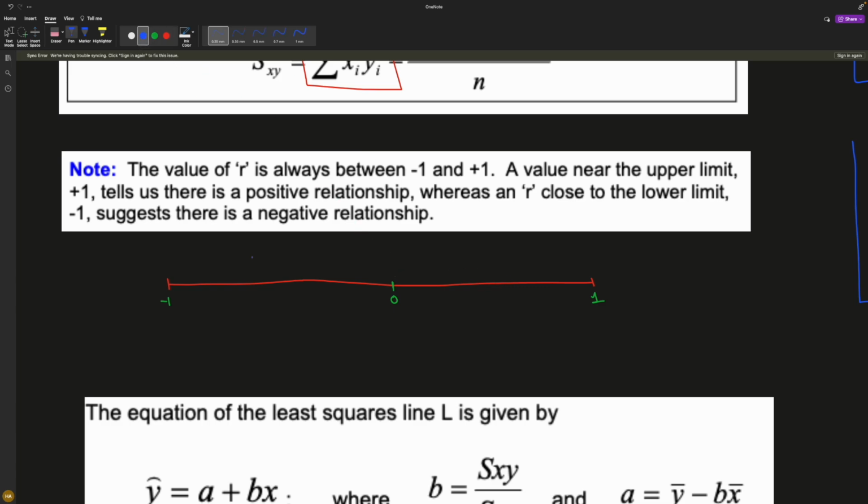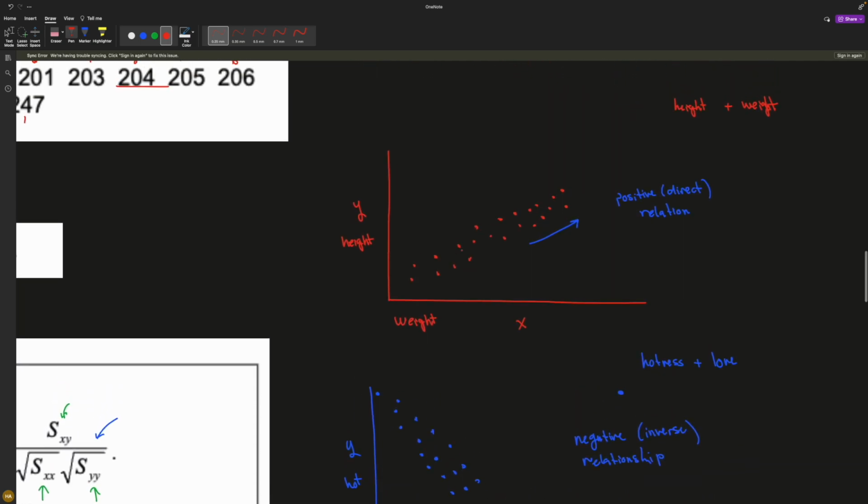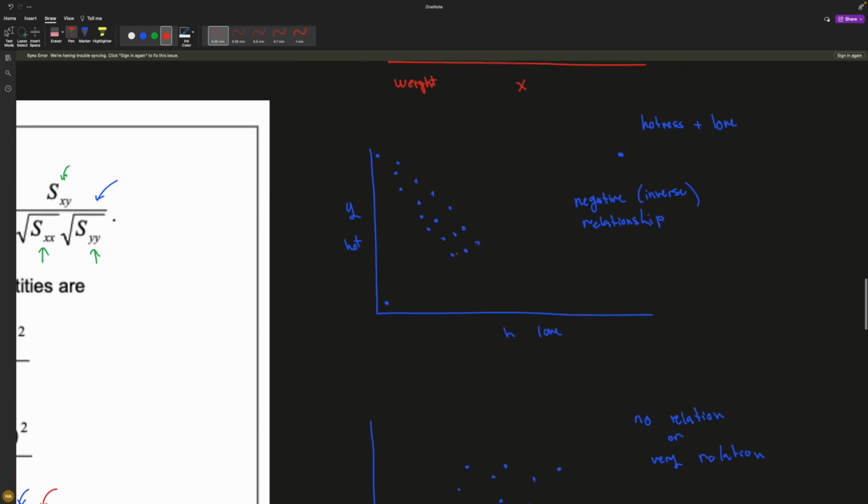Let me change the color. We also have negative 0.5 and positive 0.5, and then we have 0.8 and negative 0.8. This is how you read this. If you calculate your R and get it between these two numbers, it's a negative and strong relationship, and this side is positive and strong. What I mean by strong is something like this. You see how the points are very tight together? That's what it tells you: they're very strong.